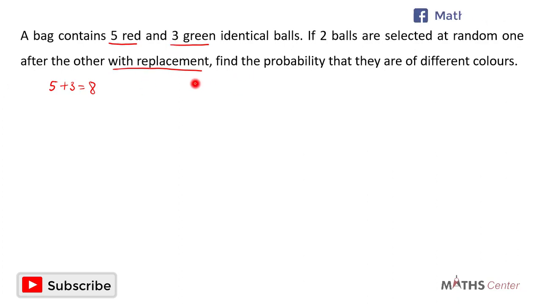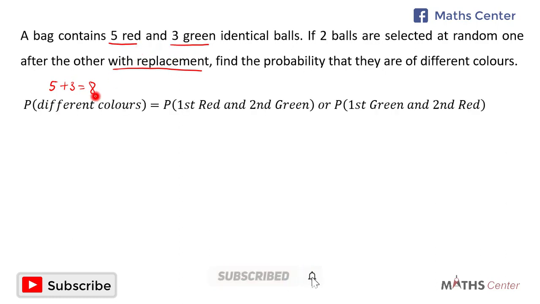The question wants us to use this information to find the probability that the 2 balls that will be selected are of different colors. If the 2 balls are of different colors, then it means that it's either the first one is red and the second one is green, or the first one is green and the second one is red. So the probability that the 2 balls selected are of different colors is equal to the probability that the first ball is red and the second ball is green, or the probability that the first ball is green and the second ball is red.